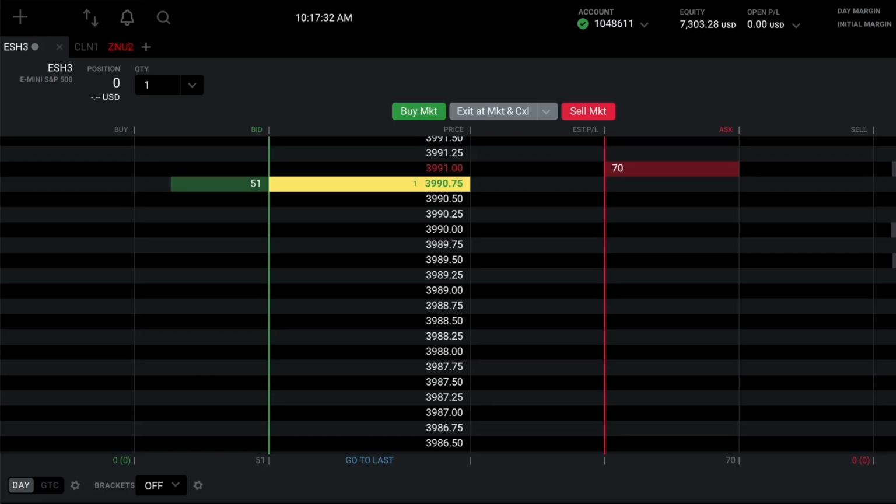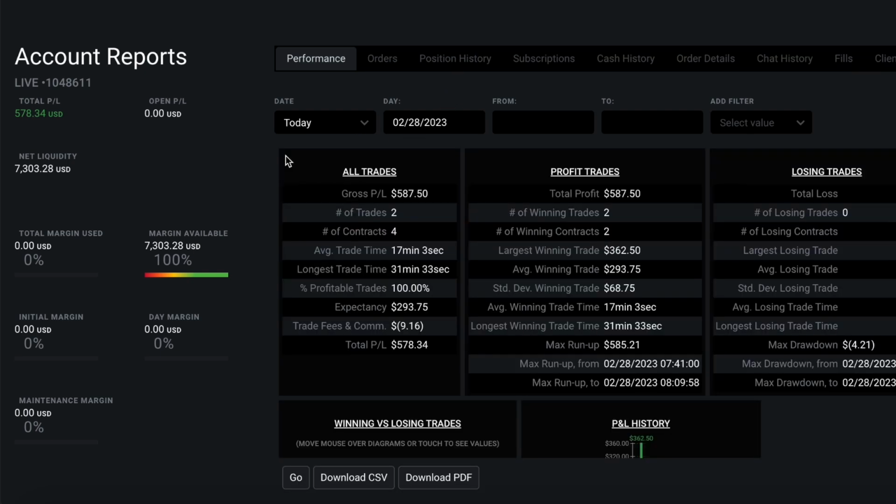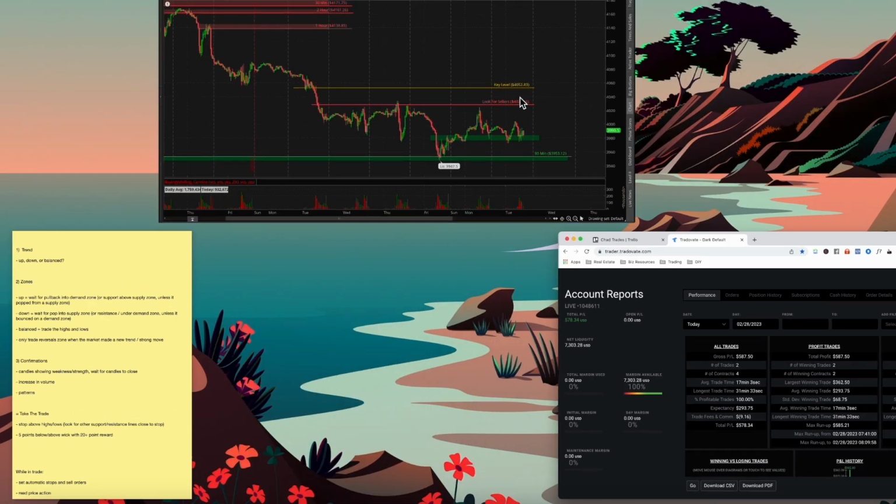So let me go into my futures broker just to show you some proof here. I'm gonna go into my account. As we can see, we're on today. This is February 28th. If I press go right here, as you can see, my gross P&L was 587. And yeah, the trade was around 17 minutes just because I was holding a runner with a stop loss, right? So anyways, what I'm gonna do now is I'm gonna go into the charts and kind of show you how this trading strategy worked, right?